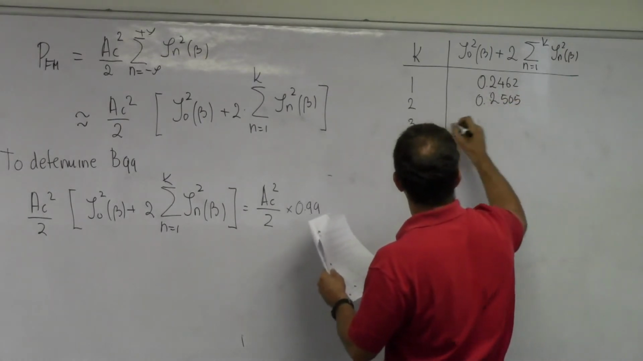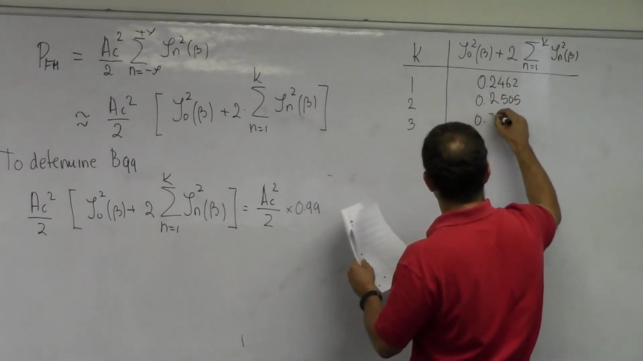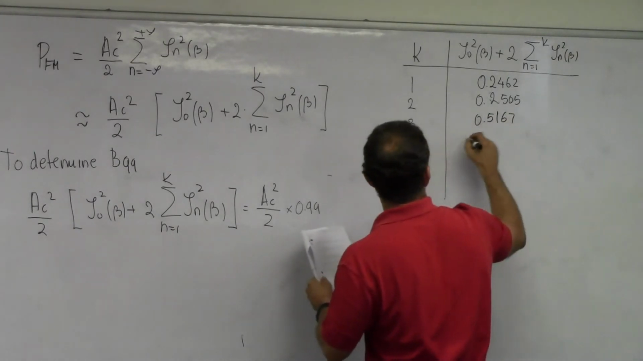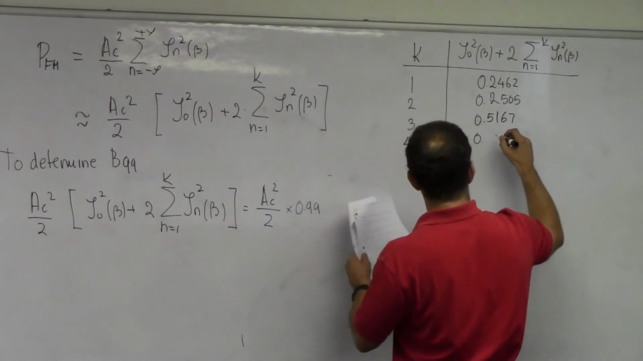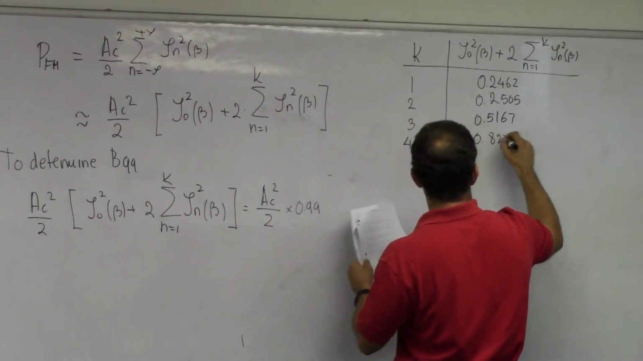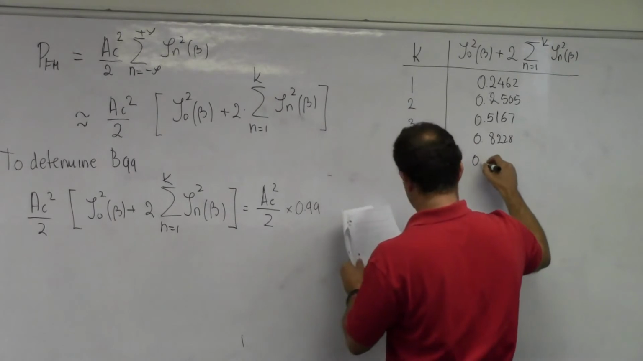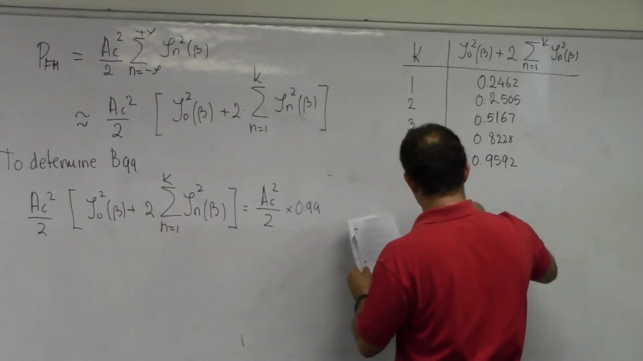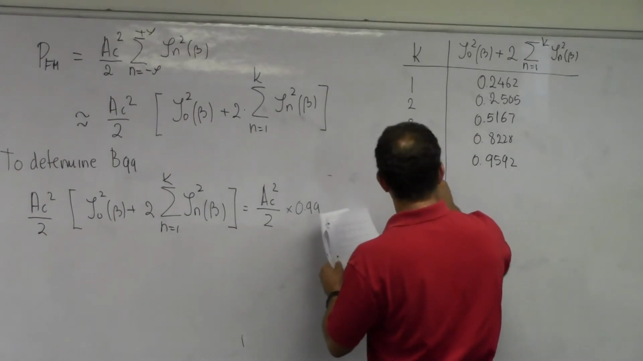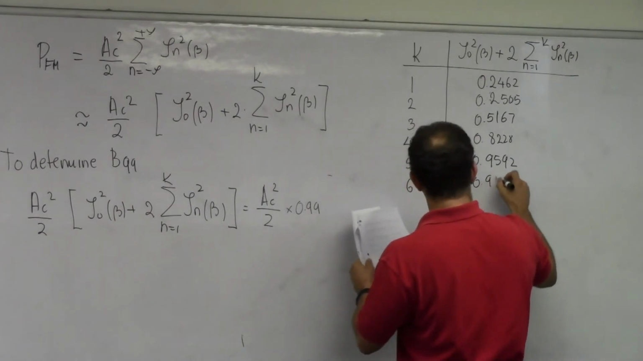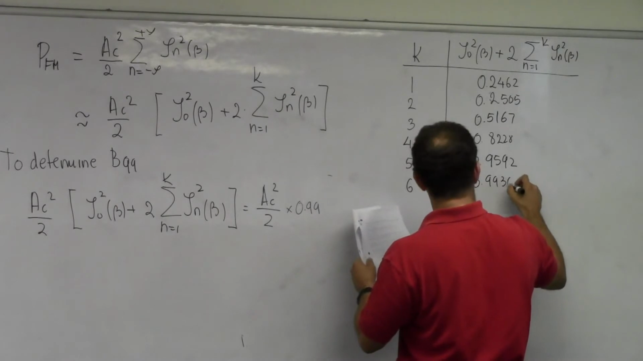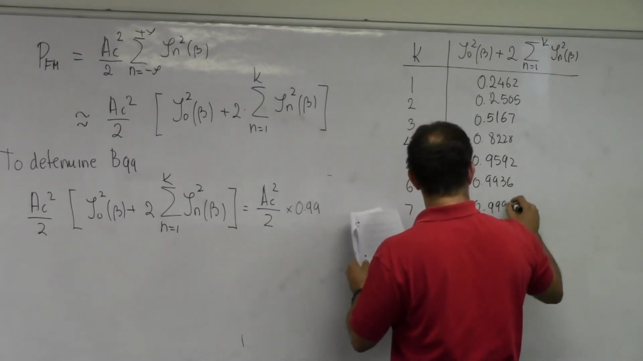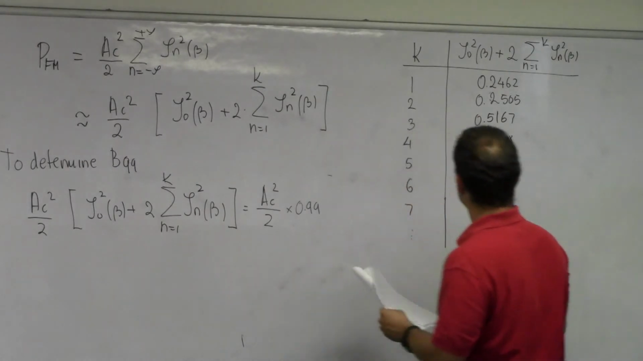If I put 3, I get 0.5167. If I put 4, I get 0.8228. If I put 5, 0.9592. We're getting there. If I put 6, I get 0.99367, 0.9993, and so on. Okay?